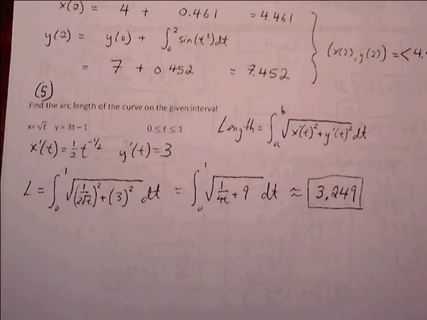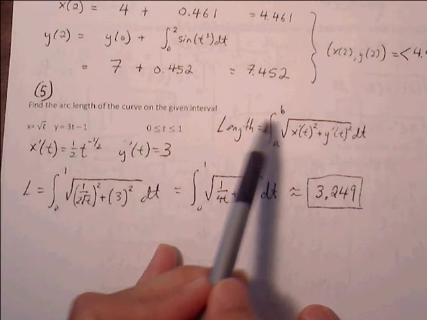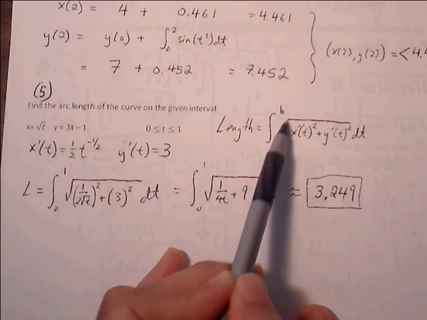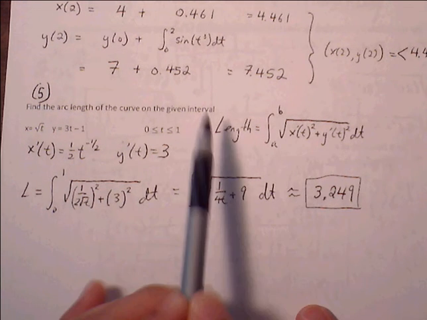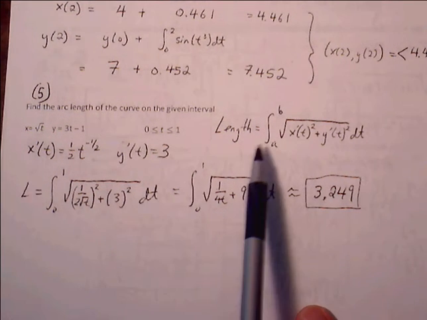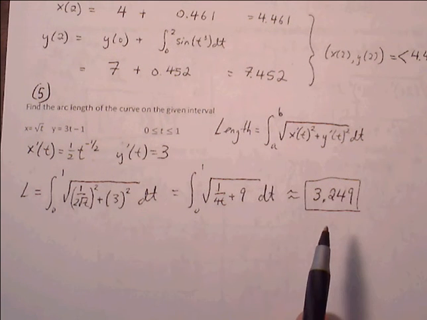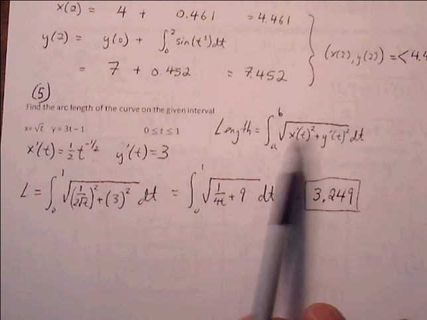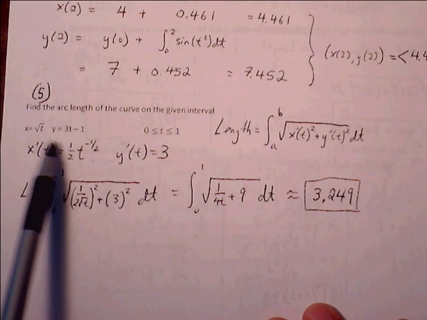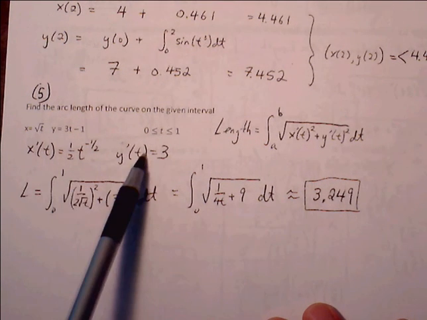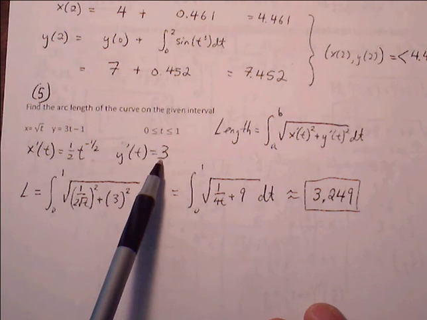Number 5, find the arc length. Arc length is the definite integral from a to b of the square root of x prime squared plus y prime squared. If we know this formula, we can just decide which values to plug in. We first need to find x prime and y prime. x is root t, so x prime, through the power rule, is 1/2 t to the negative 1/2. y is 3t minus 1, so its derivative is 3.